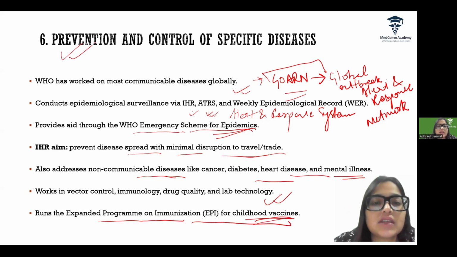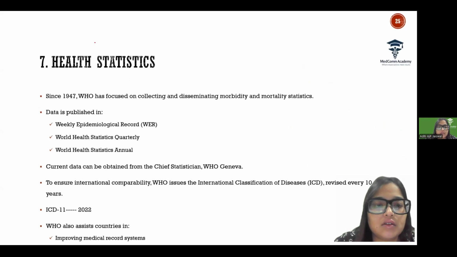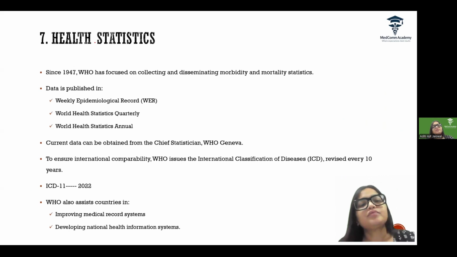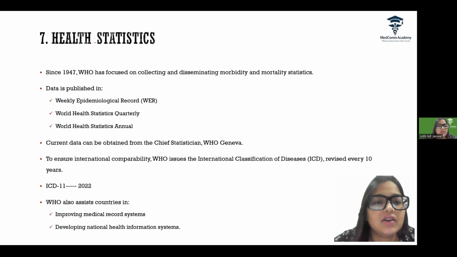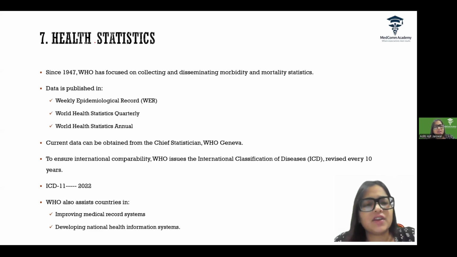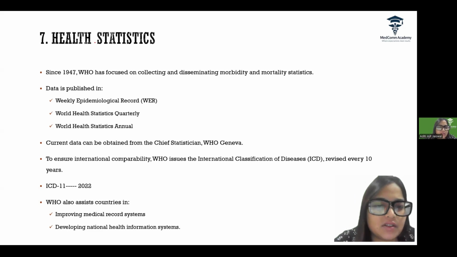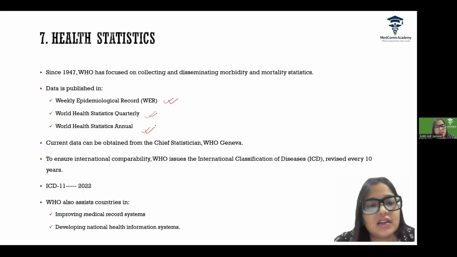Okay. Next was health statistics. Since 1947, the WHO has collected a lot of information on the morbidity and mortality profile of various countries. The data was published in the Weekly Epidemiological Record, World Health Statistics Quarterly, and World Health Statistics Annual. So weekly, quarterly, and annually. Quarterly as in 3 months, 1 quarter.